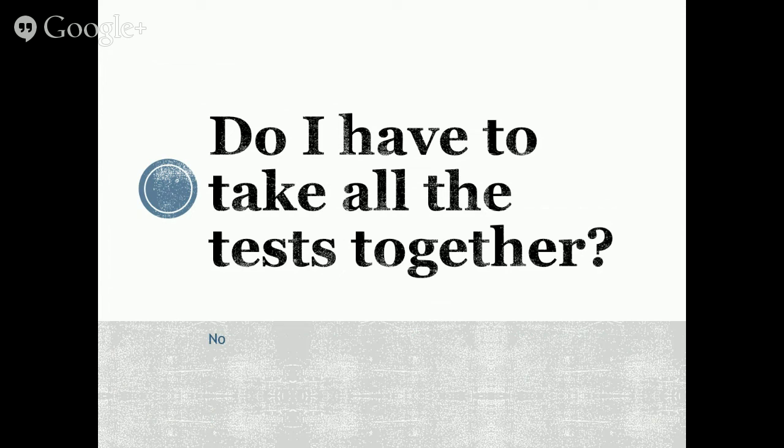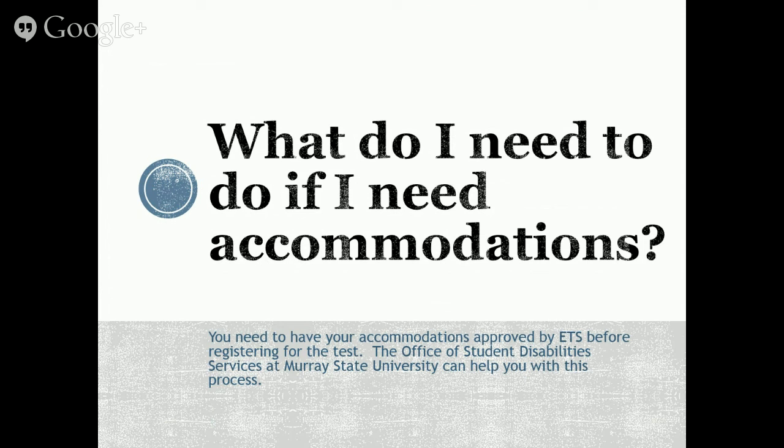What do I need to do if I have accommodations? If you have accommodations, you need to have them approved by ETS before registering. Don't wait to do them after registering. They won't accept them. The Office of Student Disability Services at Murray State University can help you with this process. They all know what to do. They've been through it with several other students. So please don't be afraid to ask for the accommodations if you need them.